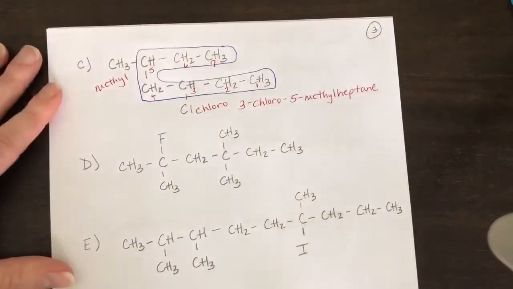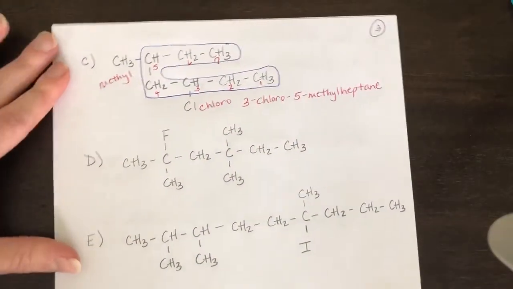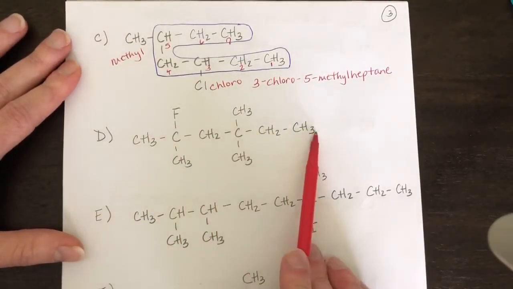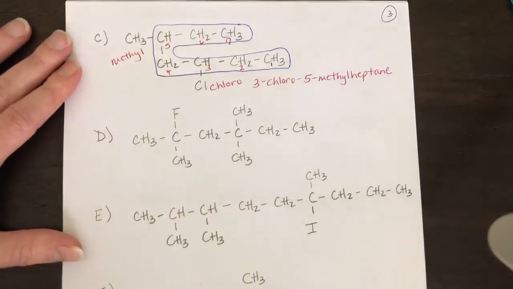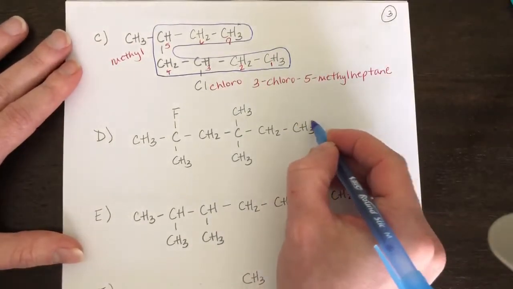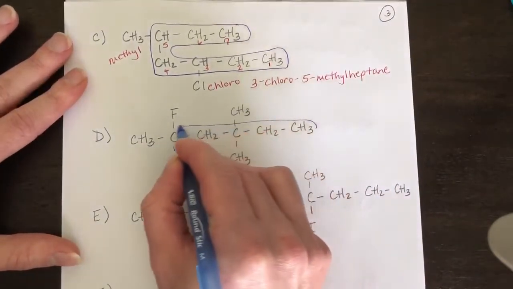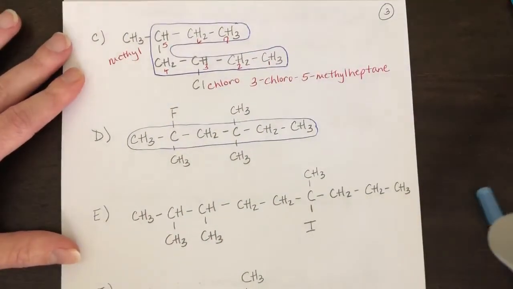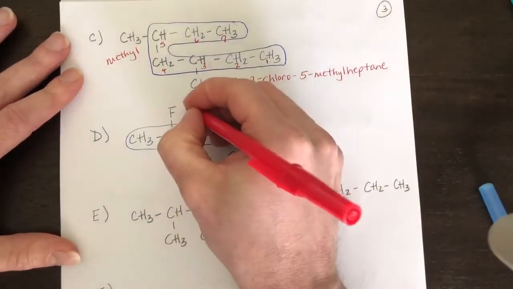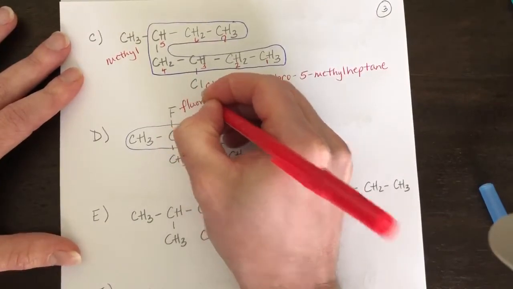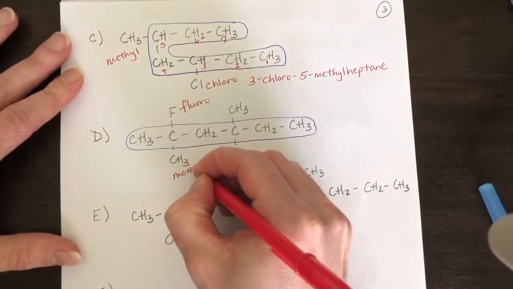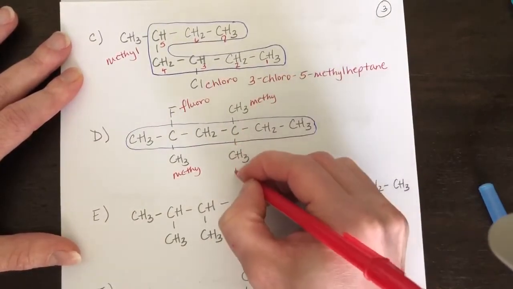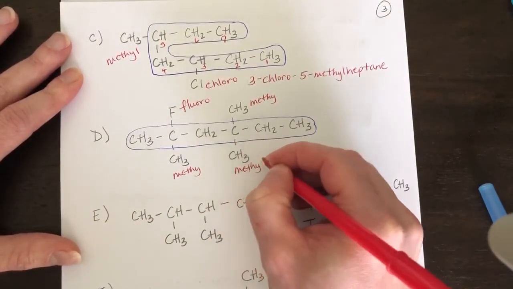Okay, next example. Okay, so we got 1, 2, 3, 4, 5, 6 is going to be the longest chain of carbons. So I'm going to circle that. That's going to be my parent chain. Okay, I got a fluoro coming off right here. I got a methyl, and another methyl. So I have 3 methyls coming off.